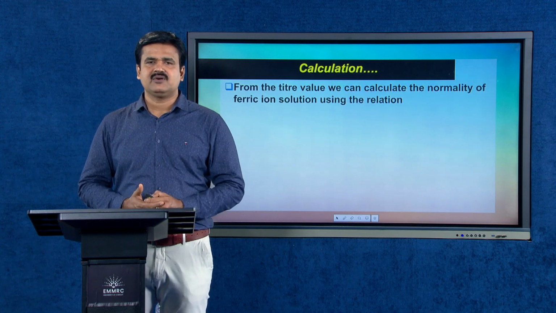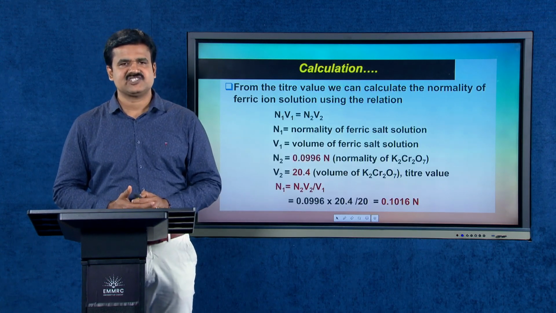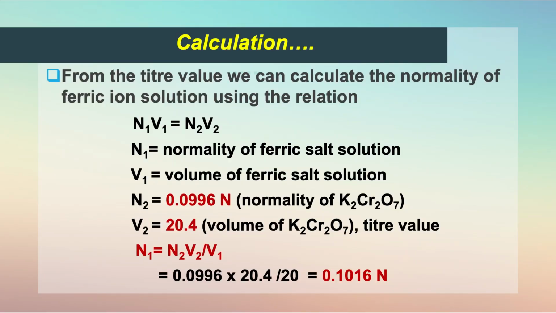From the titer value, we can calculate the normality of the ferric ion solution using the relation N1 V1 equal to N2 V2. N1 is equal to the normality of the ferric salt solution. V1 is the volume of the ferric salt solution. N2 is already calculated, which is nothing but the normality of potassium dichromate, which is equal to 0.0996 normal. V2 is the volume of potassium dichromate used, which is the concordant value of the titration during estimation, that is equal to 20.4.